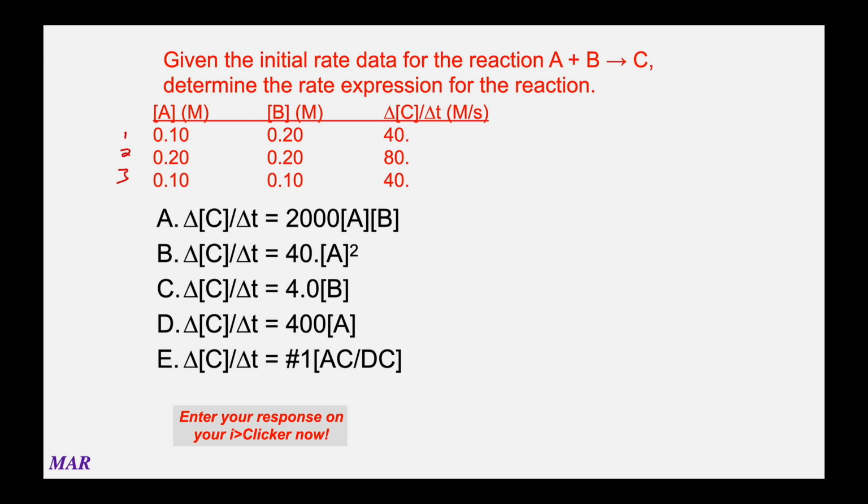So the far right column, the weird delta C over delta T, that's another way of saying the rate, all right? So delta C over delta T is the rate for this reaction.